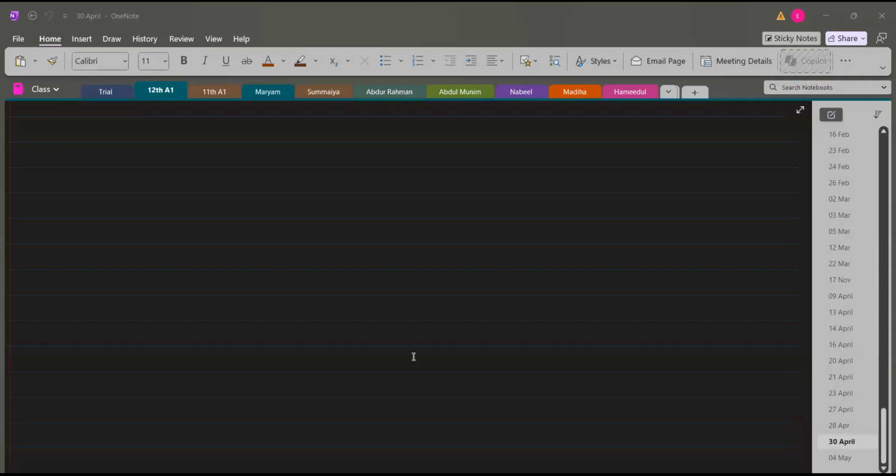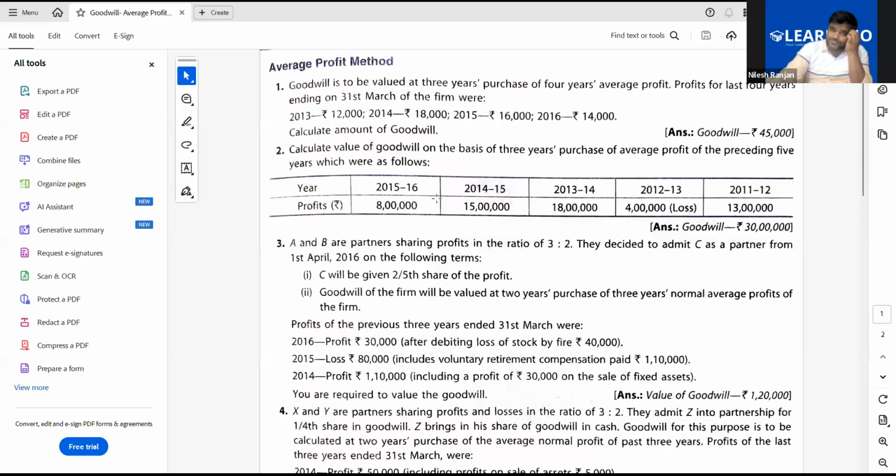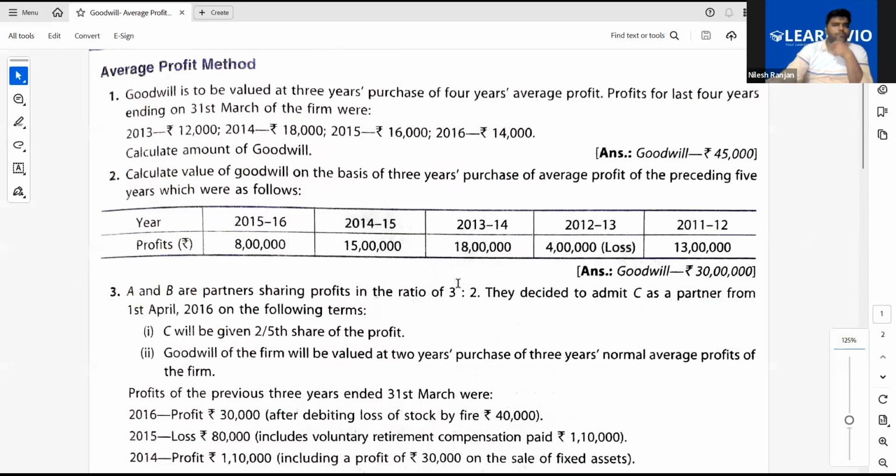Test. Can you see the question? Can you see the question that I'm sharing?